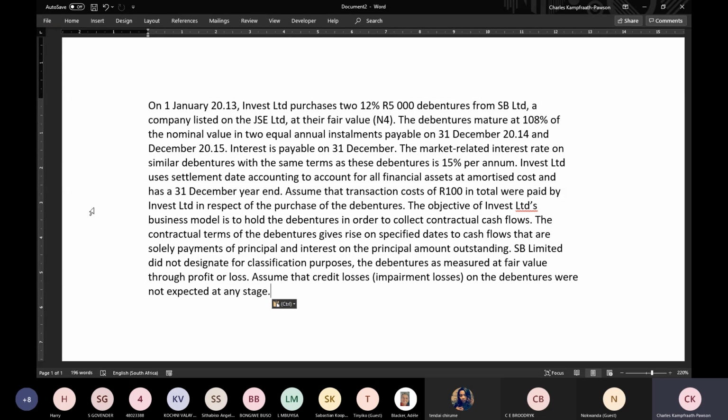Invest Limited uses settlement date accounting to account for all financial assets at amortized cost and has a 31 December year end. Assume the transaction costs of R100 in total were paid by Invest Limited in respect of the purchases of the debentures. The objective of Invest Limited's business model is to hold the debentures in order to collect contractual cash flows. The contractual terms of the debentures gives rise on specified dates to cash flows that are solely payments of principal and interest on the principal amount outstanding. SB Limited did not designate, for classification purposes, the debentures as measured at fair value through profit and loss. Assume that credit losses on the debentures were not expected at any stage.